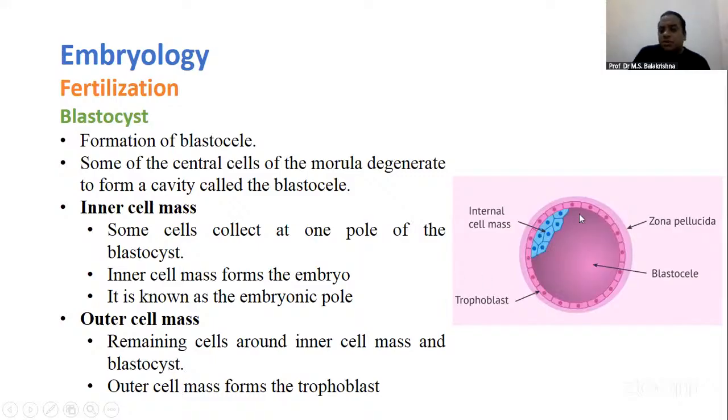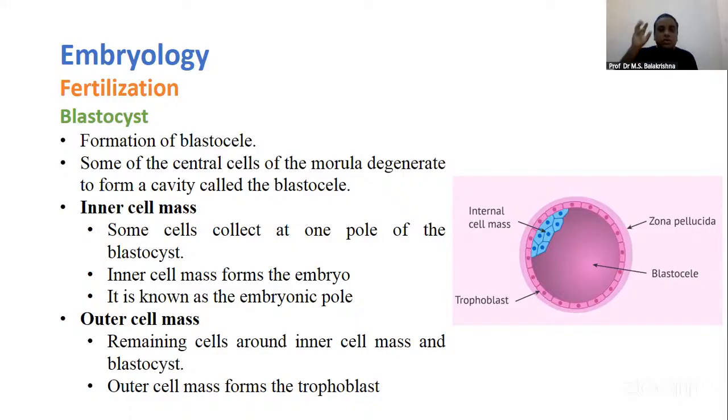Then the blastocyst, what you're seeing here, the cavity is called the blastocele, and the whole structure is called the blastocyst. Some of the central mass cells of the morula, which is a 16 cell stage, will degenerate and form a blastocele, so a liquid will be filled here. Then these cells are called the inner cell mass. They will go up to one pole, one particular corner, and this inner cell mass is the one which develops into the embryo.